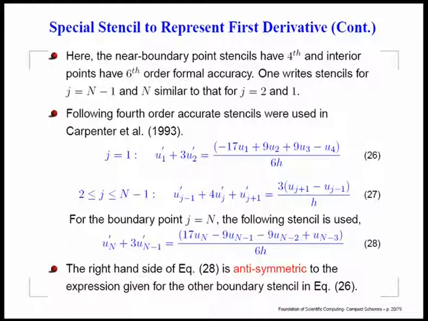This is for j equal to 2 to n minus 1. You can see they can be applied all the way up to 2 to n minus 1. You need to only close the system by having a scheme for j equal to 1 and j equal to n. Okay. So, these two are written here, these two are written here, and what I said about how to write out the antisymmetric scheme, 28 is just the antisymmetry of 26 on the right hand side, that you can see.